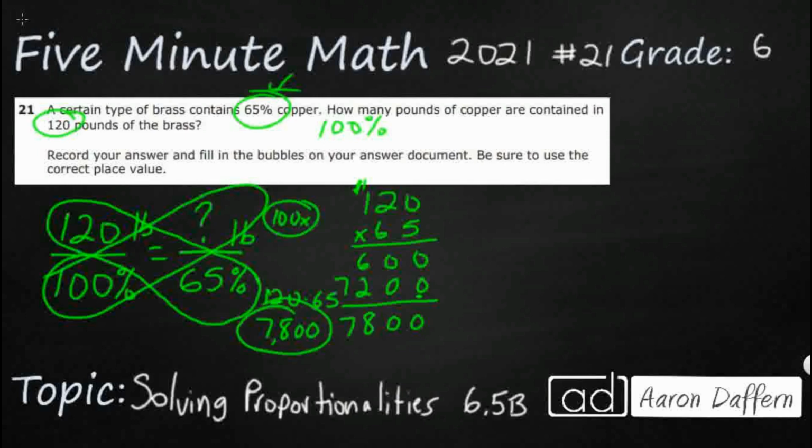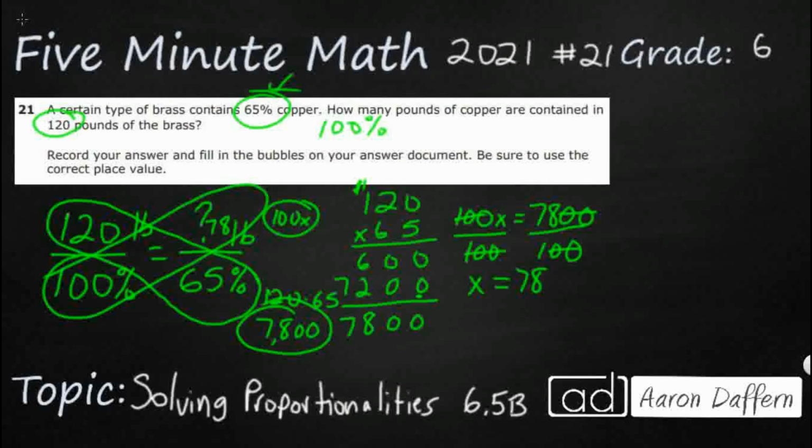These two are equal. So 100x is equal to 7,800. Now, I need to isolate this variable. I need to get x by itself, which means I can divide both sides by 100, which actually makes this fairly easy. Those cancel out, and since I'm dividing by 100, look, I can just take these two zeros off, and I get x equals 78. So it looks like this mystery number right here is 78.